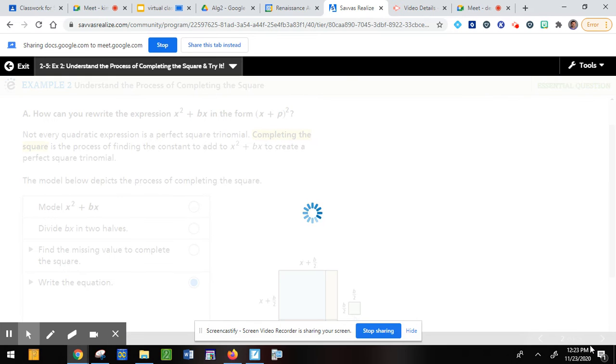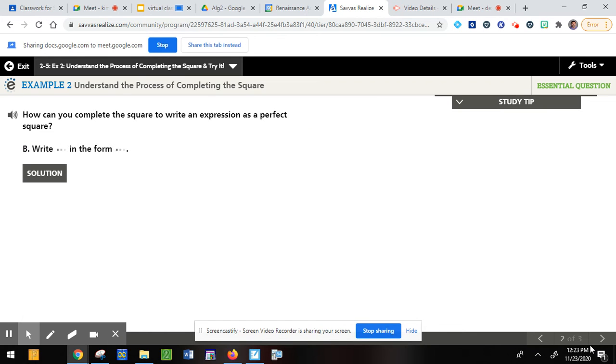So let's look at the second part here. All right, so you're going to write x squared plus 8x plus 5 in the form x plus p squared equals q. So we've got to figure out a way to complete that square. Plus 8x plus 5 is not a perfect square, right? Because 5 is not a square number.